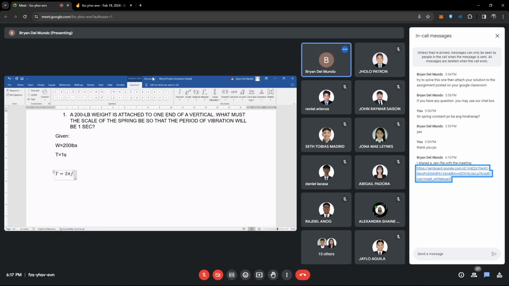over omega n, or the square root of k over m. So we have here our given 1 second for our period and 200 pounds for weight. So let's try to derive this formula so that we can solve for the value of k.